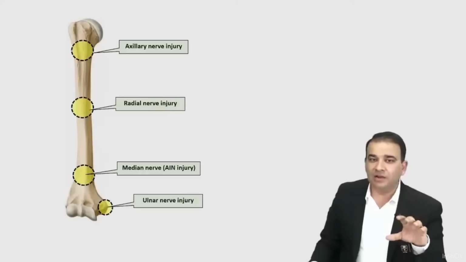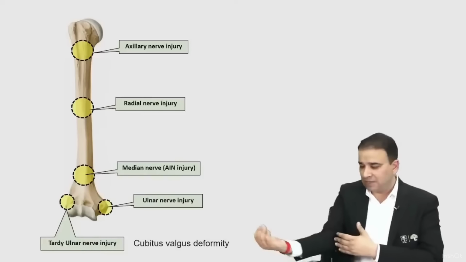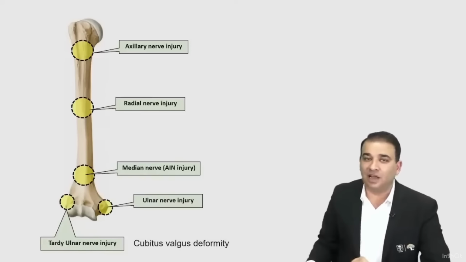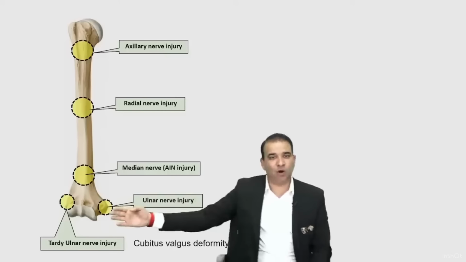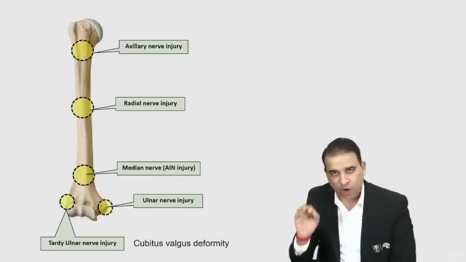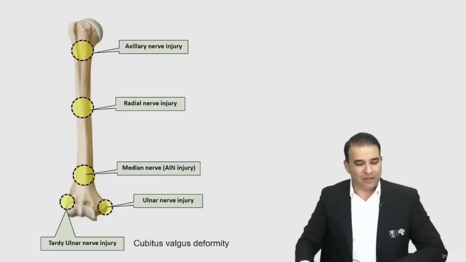Now why does the ulnar nerve get injured in the lateral condylar fracture? That is a tardy ulnar nerve palsy. There will obviously be the cubitus valgus deformity. There is an undue stretch on the medial side, and that will cause the ulnar nerve palsy. So be it a medial epicondylar fracture or the lateral condylar fracture, the ulnar nerve is the one which is more commonly involved, or most commonly involved in these.